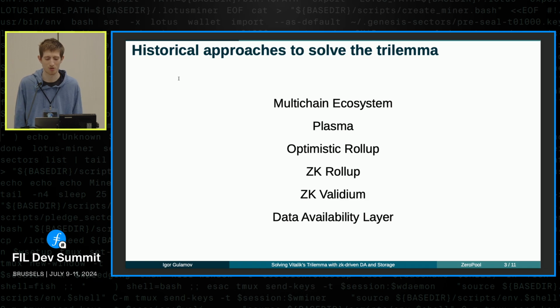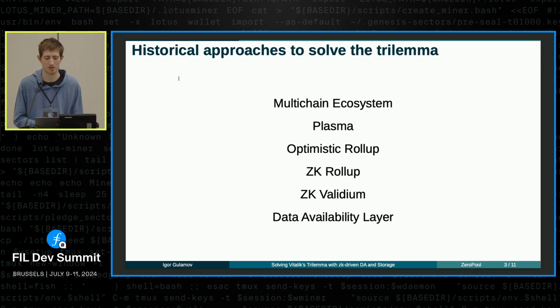These are historical approaches to solve the trilemma. The first one is multi-chain ecosystem. This is Cosmos and Polkadot. The idea is to maintain a core engine and build blockchains on top of it. Due to the same core, these blockchains can interact between each other, and developers can deploy application-specific chains and reach scalability this way.